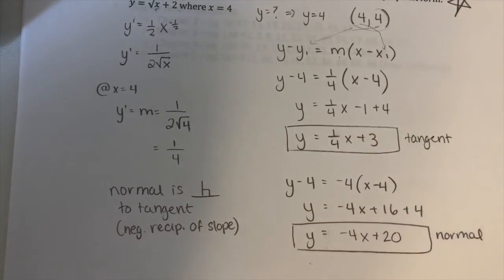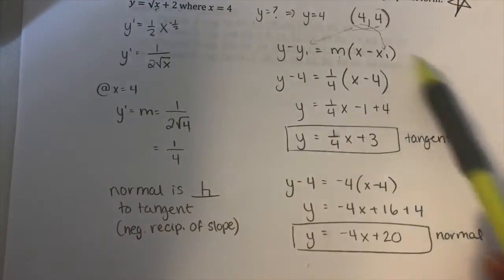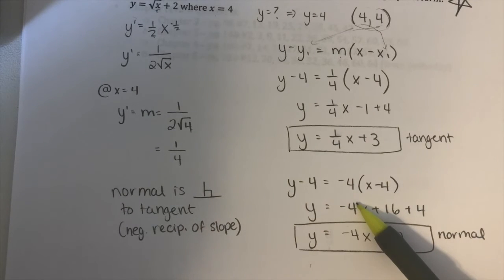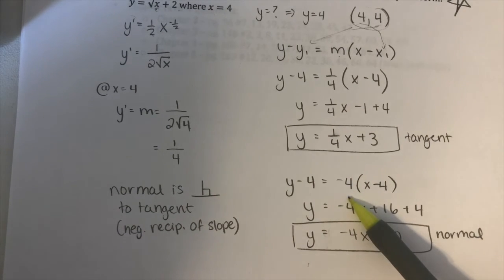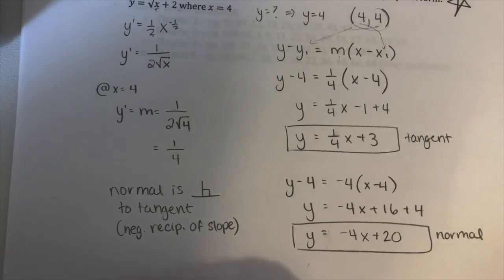Okay, so you need to know how to produce both of those lines. So derivative to figure out the slope, then you're plugging the slope into the point slope notation, point form. What is this, English class?